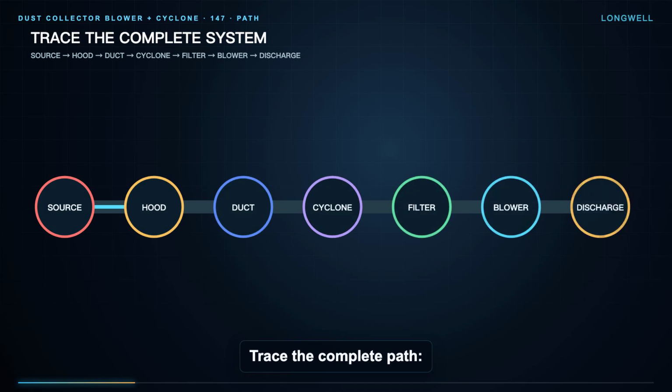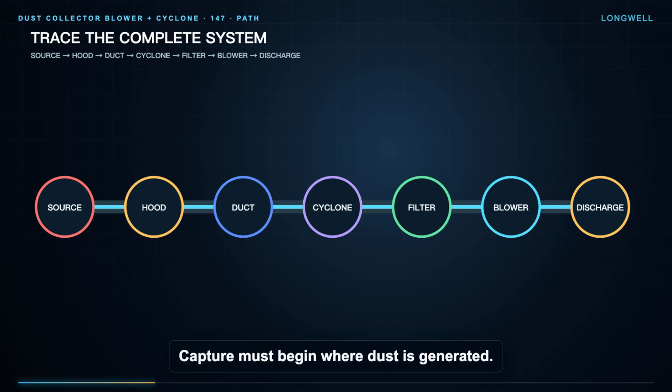Trace the complete path: source, capture hood, branch duct, main duct, cyclone, downstream filter, blower, and safe discharge. Capture must begin where dust is generated. A powerful blower cannot recover material that escaped the hood, and visible cleanliness does not prove exposure or fire safety.